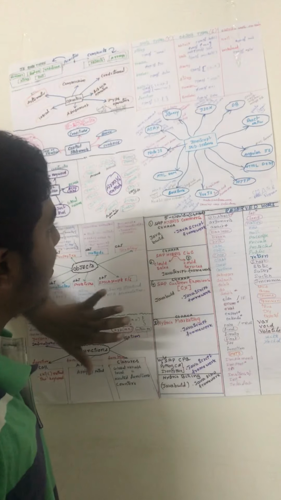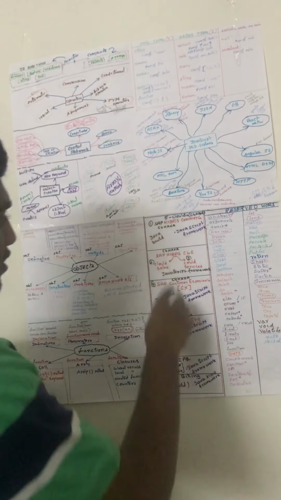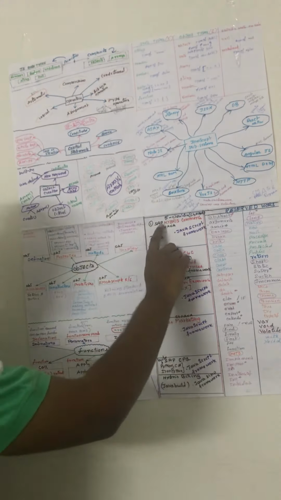If you come to C4HANA Cloud, we have 5 clouds in C4HANA. The first one is SAP Hybris Commerce C4HANA, and the second one, in SAP Hybris C4C, we have 2 clouds like Cloud Sales and Cloud Services. And the fourth one is SAP Customer Experience, which is designated as CX, and the last, 5th one is Hybris Marketing. So these are the 5 clouds that are present in C4HANA.